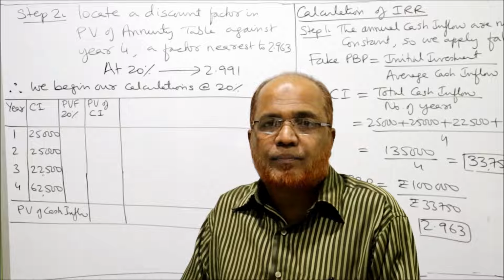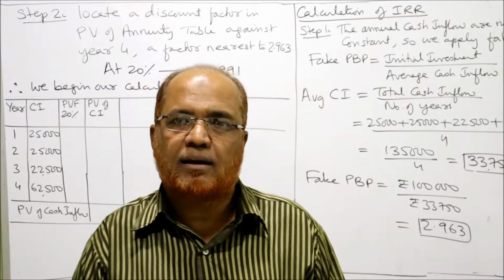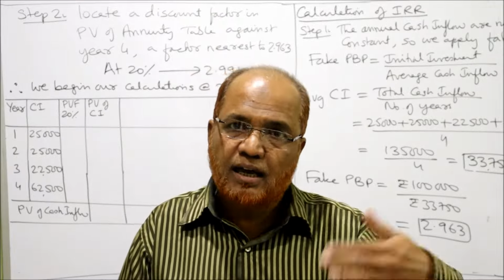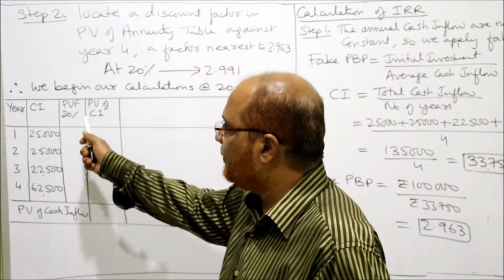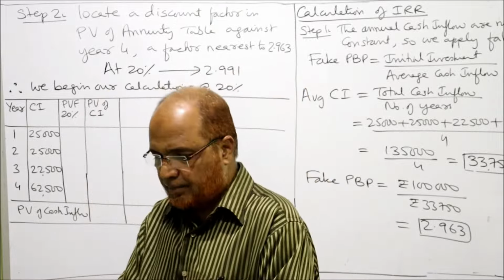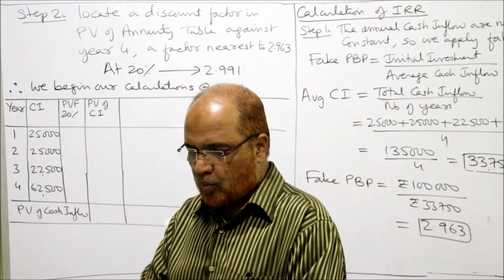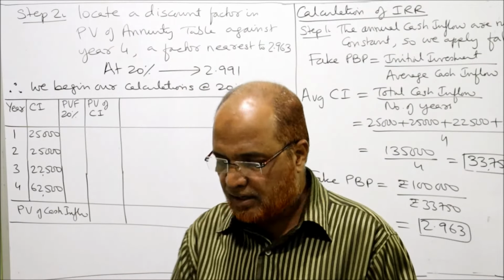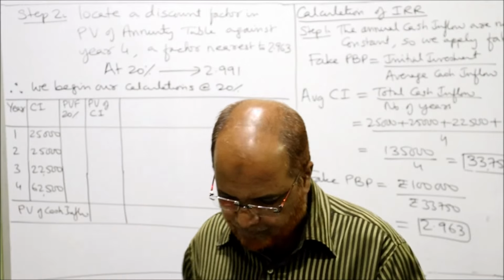We are going to get either less than 1 lakh or more than 1 lakh. तो फिर क्या करेंगे? एक नया percentage लेकर try करेंगे. We have to try by taking a new percentage other than 20. तो first of all 20%, 1 divided by 1.2.